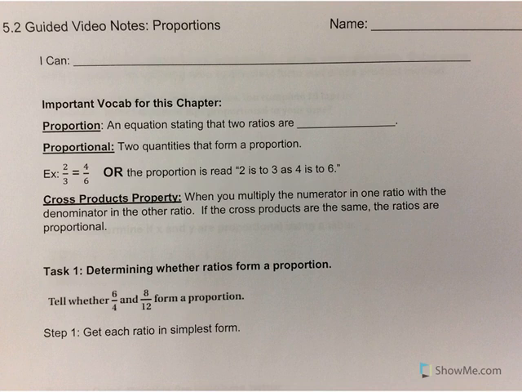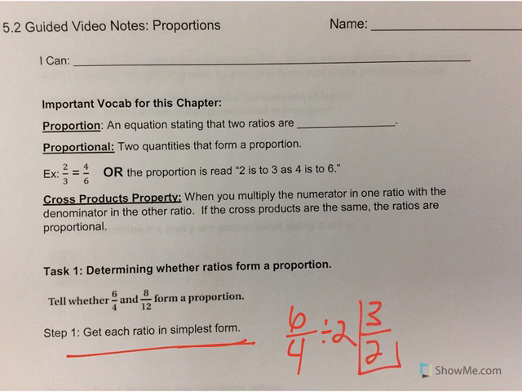One of the ways that we can figure that out is to get each ratio in simplest form. The 6/4 is improper, but we can simplify it since both are divisible by 2, and that gives us 3/2 in simplest form. And the other fraction, 8/12, those are both divisible by 4. We divide 8 by 4 and get 2, and divide 12 by 4 and get 3.